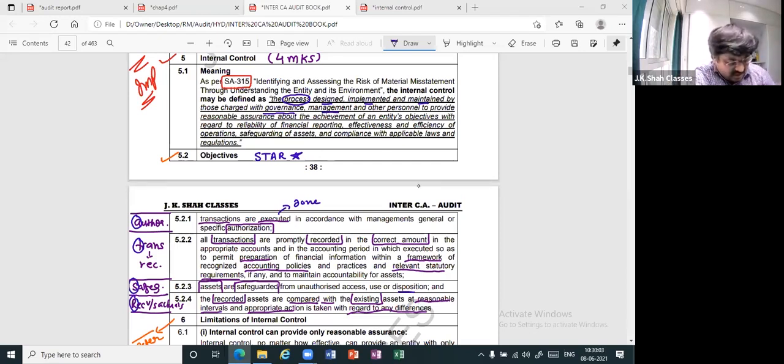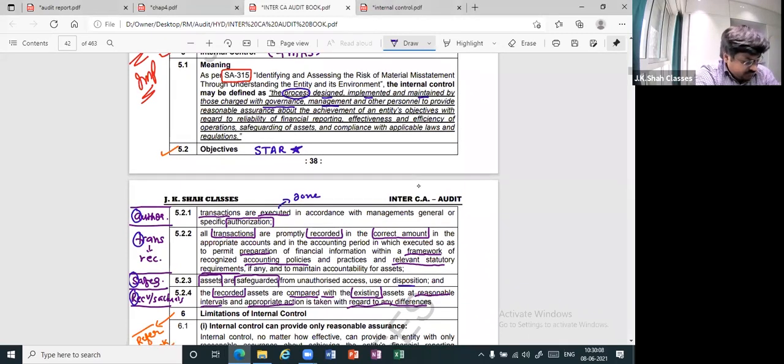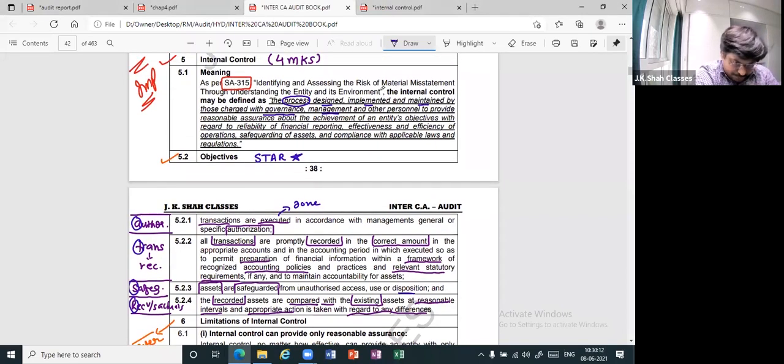Inherent limitation. Obviously, it is to be written in the key chart. You need to know this. What is internal control? It is defined as per SA 315. I told you it's a process designed, implemented, and maintained by the TCWG and the management.